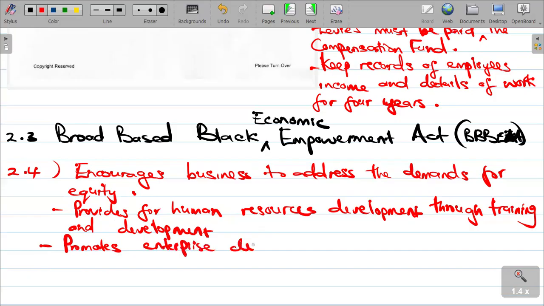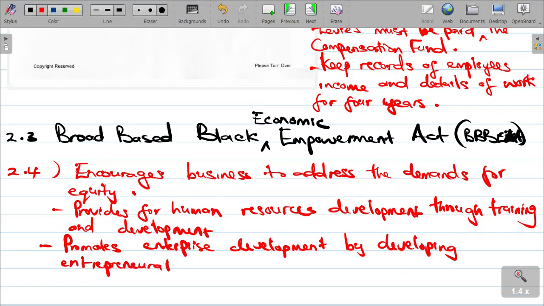It promotes enterprise development. All right. How? By developing entrepreneurial skills.